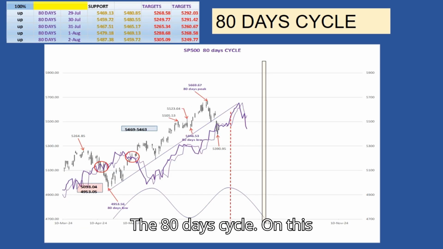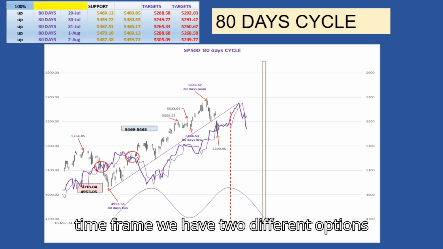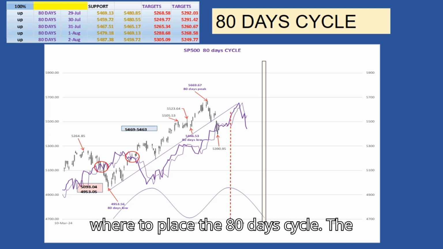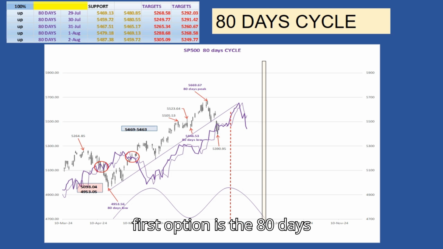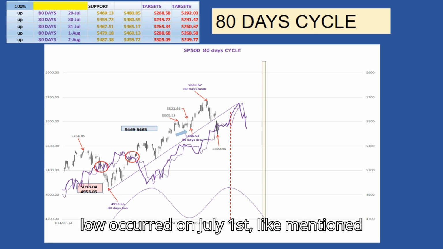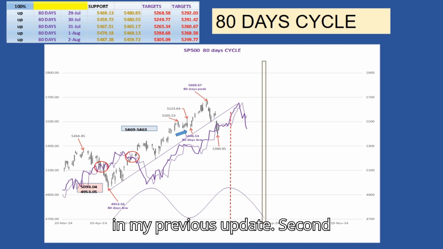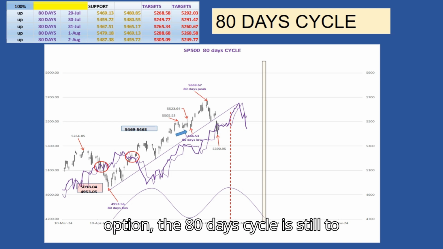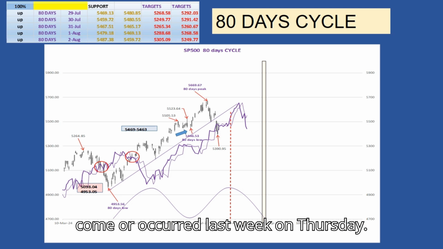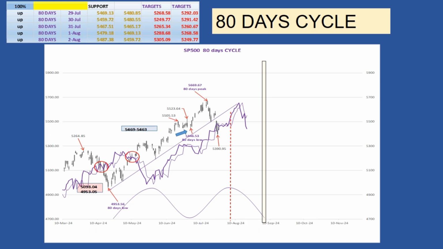The 80-day cycle. On this time frame we have two different options where to place the 80-day cycle low. The first option is the 80-day low that occurred on July 1st, as mentioned in my previous update. Second option, the 80-day cycle low is still to come or occurred last week on Thursday. Let's start with the first option.